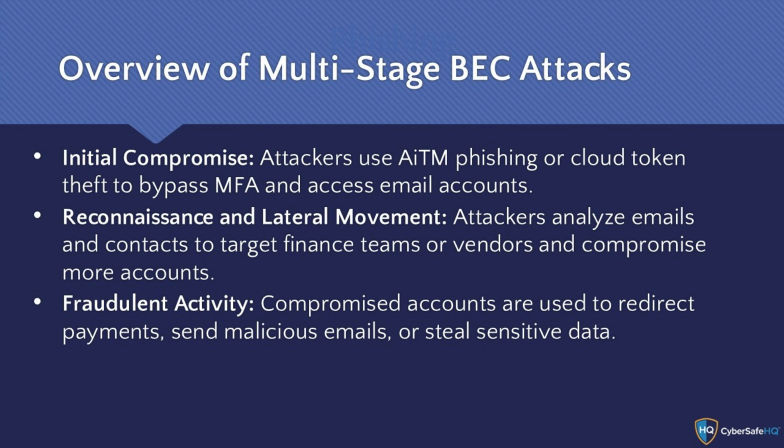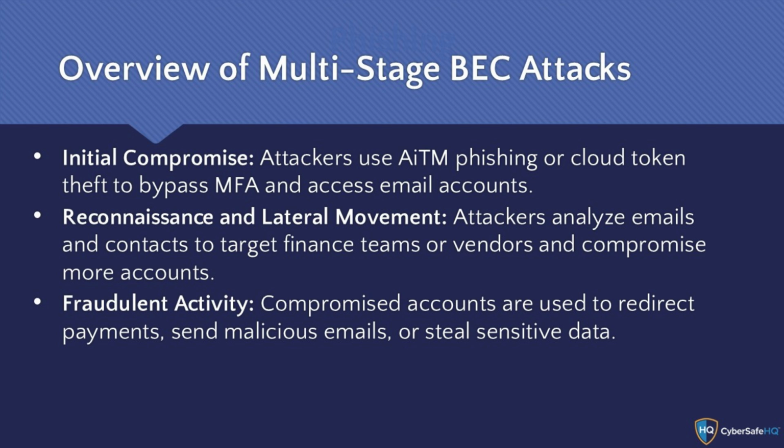2. Reconnaissance and lateral movement. After compromising an email account, attackers analyze email content, contact lists, and ongoing business communications to identify high-value targets, such as finance teams or external vendors. They may also move laterally to compromise additional accounts or systems.